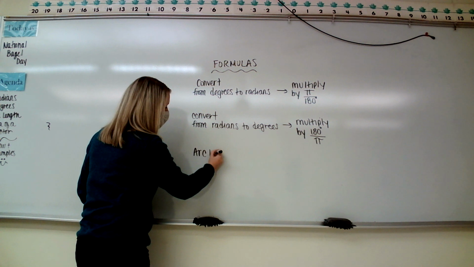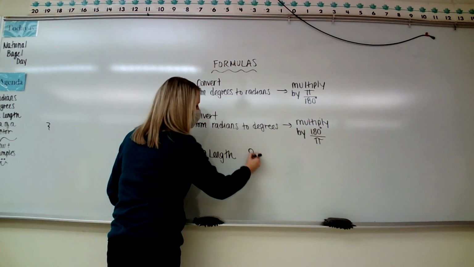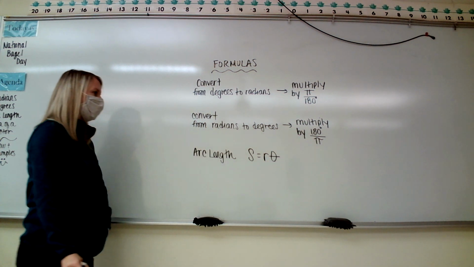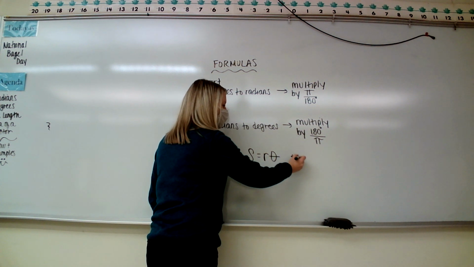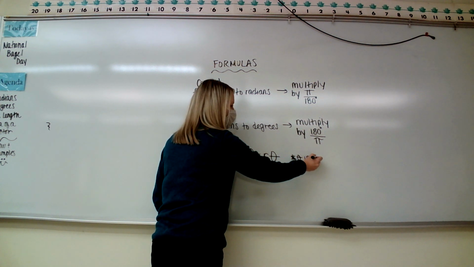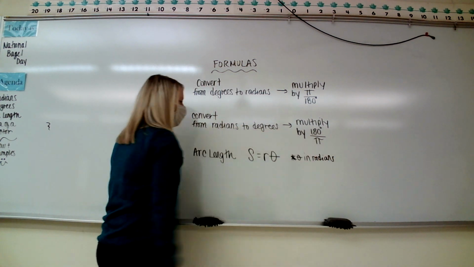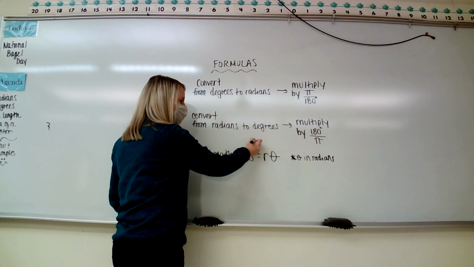The first one is arc length. And the formula is S equals R theta. And I'm just going to make a little note to the side. Theta is in radians. That's why we're doing that in this chapter with all the radian stuff. And S represents the arc length, so if you want to remind yourself that.